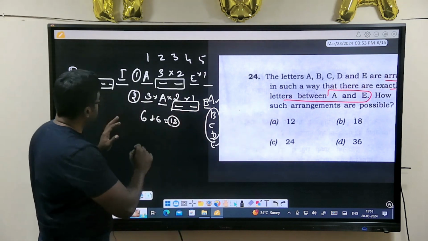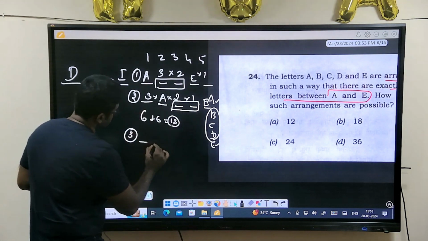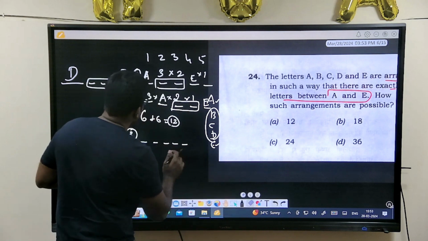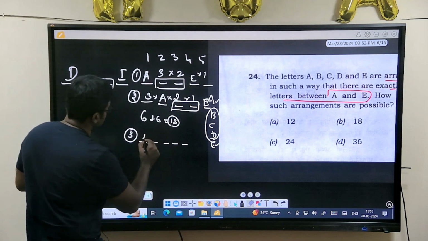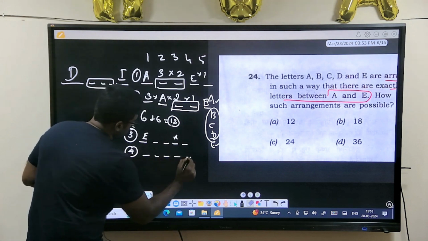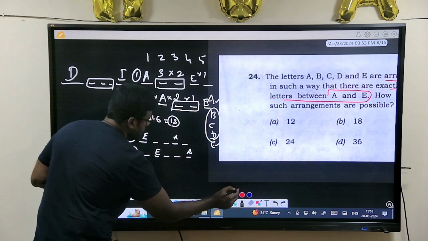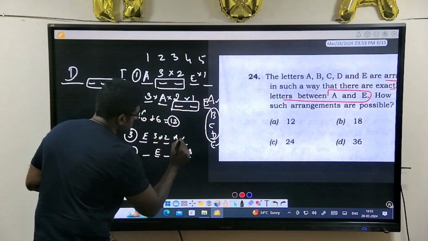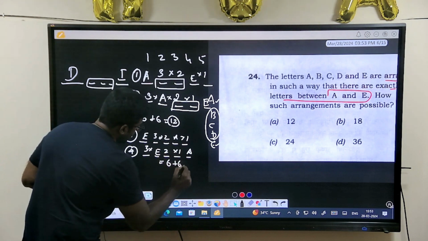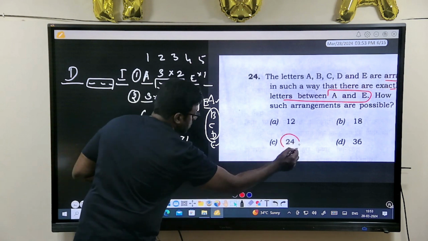Why? Because there are a few more possibilities. The third possibility: A and E can be arranged like this also, with E and A. So you can have an E and A here. Again, this will give rise to 3 into 2 into 1, 3 into 2 into 1. So this is 6 plus 6. So here 12, here 12. The answer is 24.